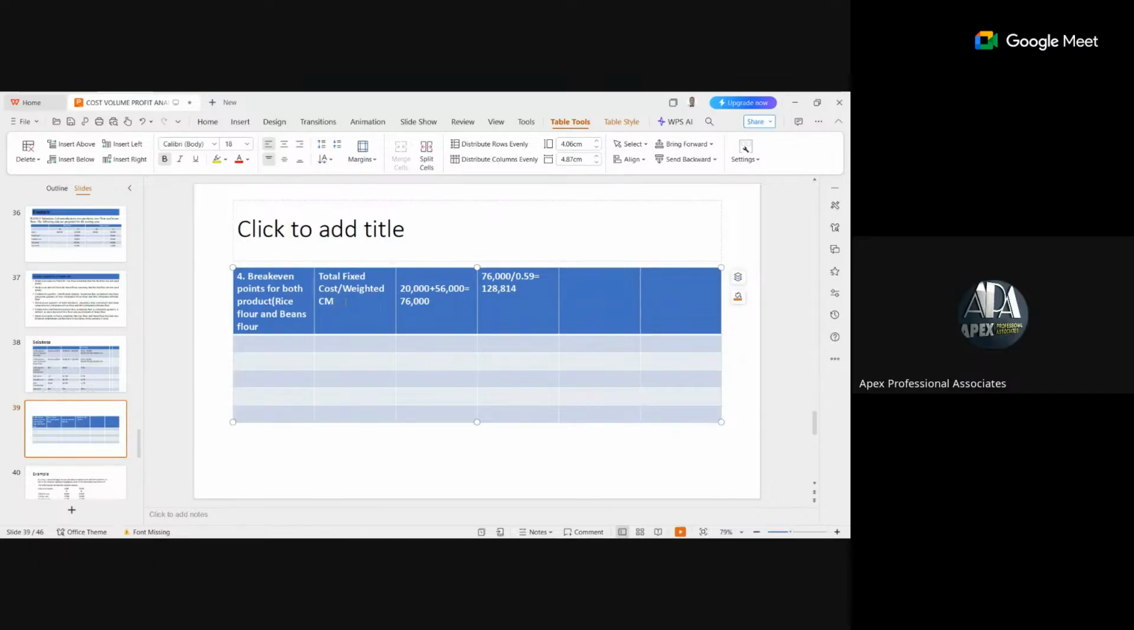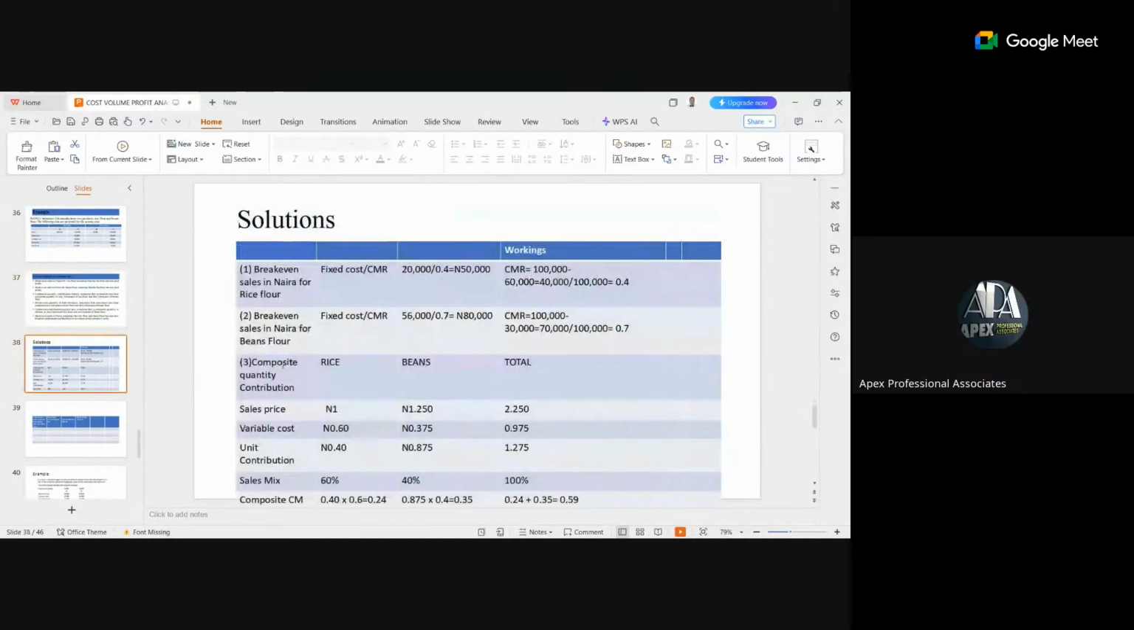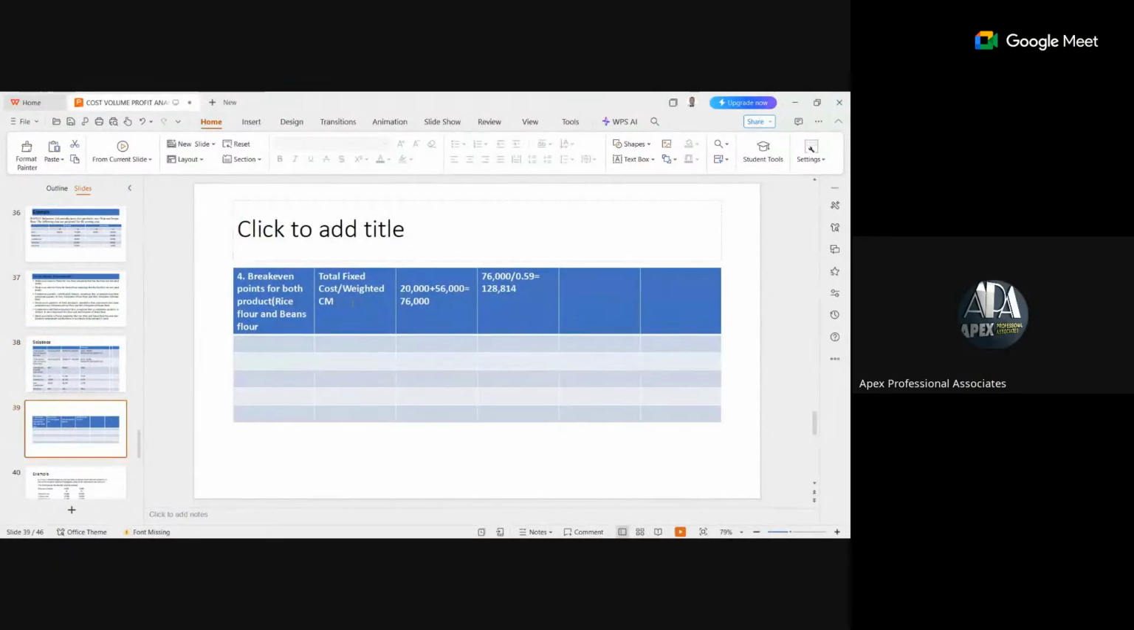Sorry, this is just the weighted contribution margin, not the contribution margin ratio, please. Please take note of that. Since we are computing for units, if you check the question, it is the break-even quantity for both products. So the formula is not the margin ratio now; it's just the contribution margin.